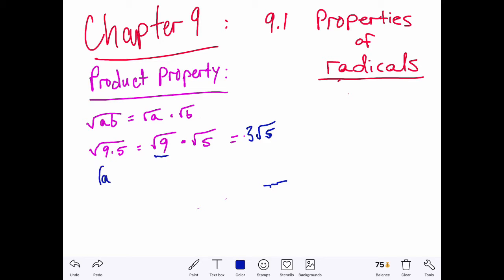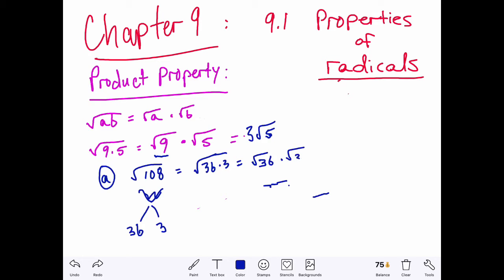Or let's look at another example here. The square root of 108. Well, we want to start looking when our factor trees say 36 and 3. I want to start looking for perfect squares if I'm using square roots, or perfect cubes if I'm using cube roots. So that's the same as the square root of 36 times 3. And then really that would be the square root of 36 times the square root of 3. And then the square root of 36 is 6, so 6 root 3.